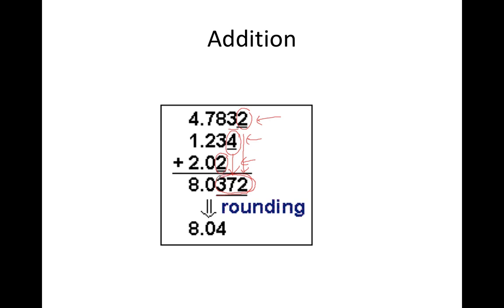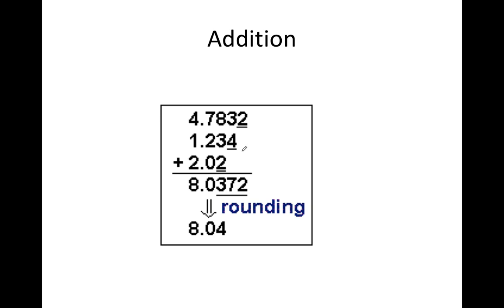We can't have 3 uncertain numbers. The rule is the final answer can only have one uncertain digit. So we round this to the nearest hundredth, and the answer becomes 8.04.